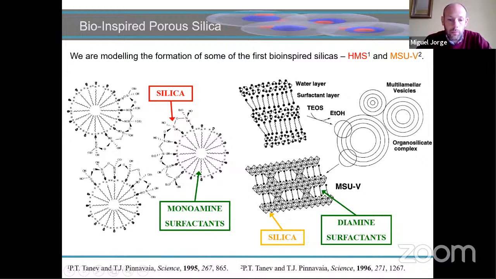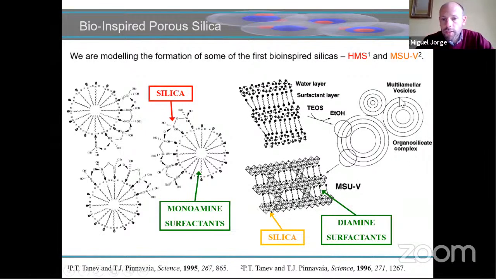looked at two prototype systems from the work of Tanev and Pinnavaia in the late 90s. So one is this HMS material, which has the same structure as the MCM-41. Patterns are different, and the nature of the interactions at the surface is different. So these guys postulated that everything takes place with neutral species, neutral silica and neutral surfactants. Okay, we'll see exactly how that works, or whether that actually works like they postulated experimentally.